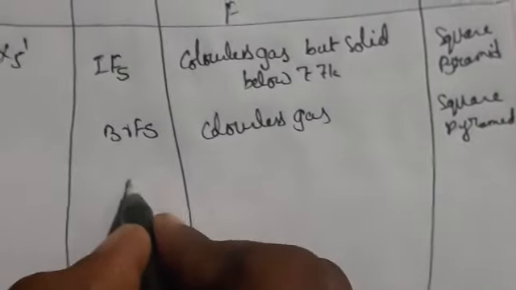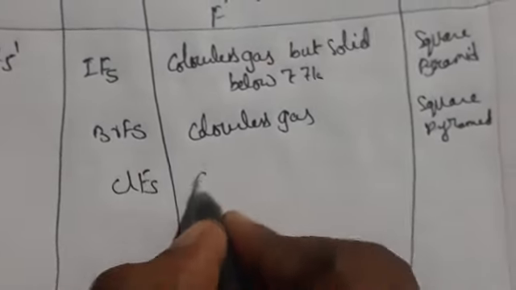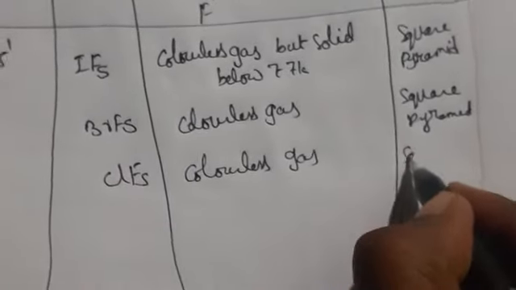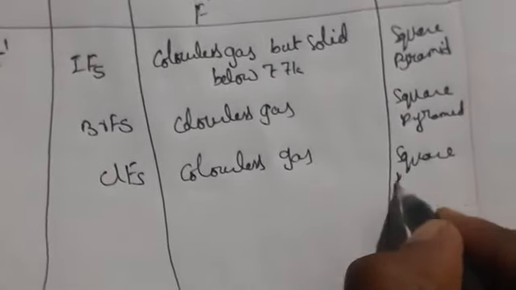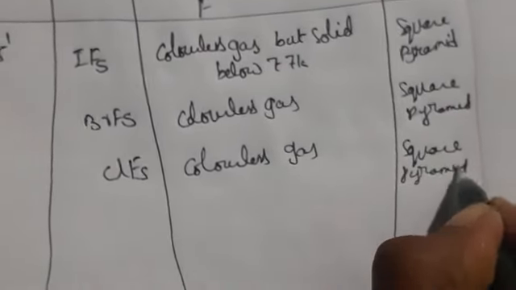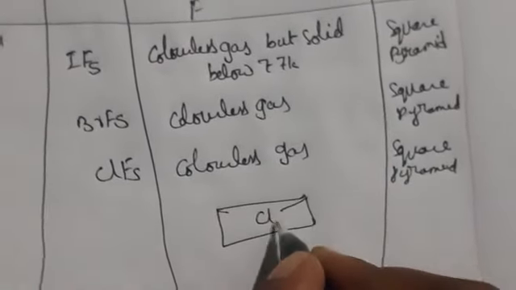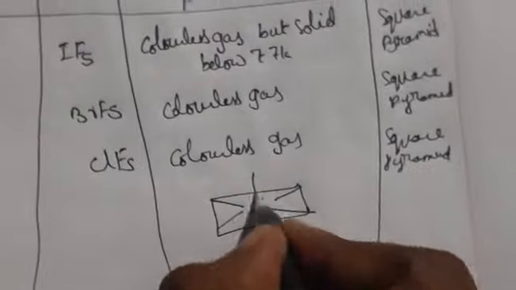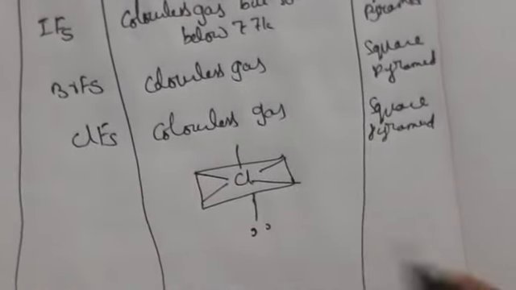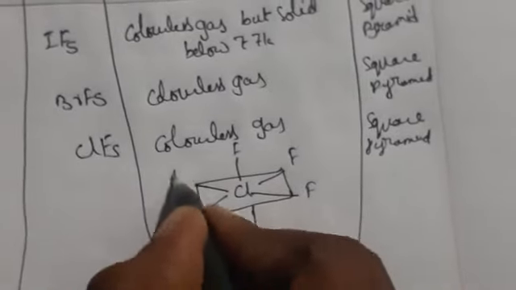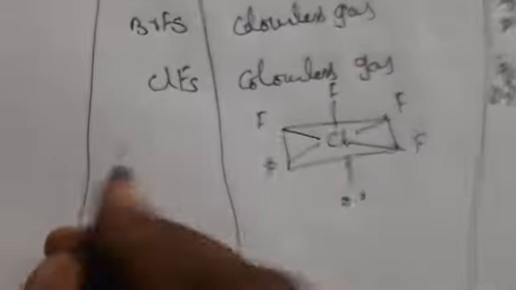And if you take ClF5, it is also a colorless gas. It also has a square pyramid shape. So what does this mean? If you take ClF5, there are 1, 2, 3, 4, 5 fluorines. Pyramid means you will have 1 lone pair of electrons. So you have a square pyramid structure. This is about the examples of XX'5.